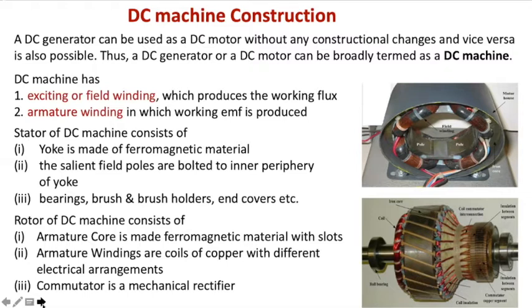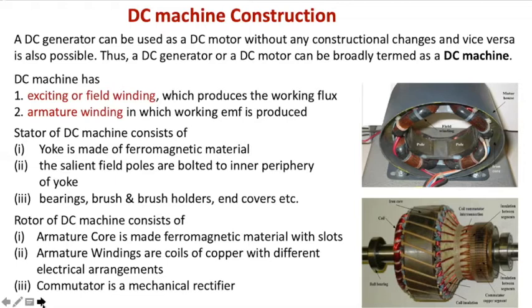Now, the stator of the DC machine normally consists of the yoke, that is the frame of the DC machine, that is mostly made up of ferromagnetic or cast iron material. The salient field poles are bolted to the inner periphery of the yoke. Like you can see in the picture, we have got the projected poles, which are known as salient poles. Then the bearings, brush and brush holders, end covers, etc. are fixed to the frame of the stator.